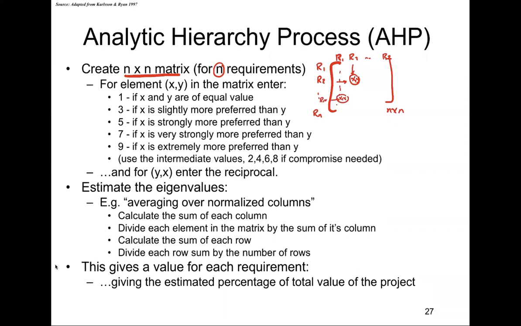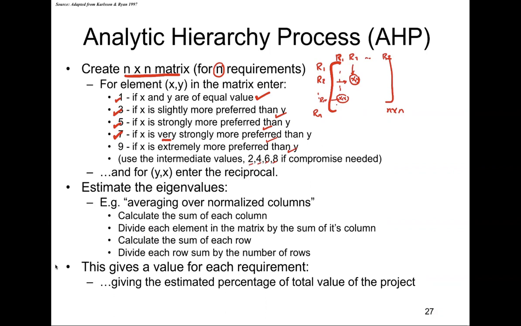For each element x and y in the matrix, you need to enter the value 1 if x and y are of equal value, 3 if x is slightly more preferred than y, 5 if x is strongly more preferred than y, 7 if x is very strongly more preferred than y, and 9 if x is extremely more preferred than y. You might need to use intermediate values like 2, 4, 6, and 8 if compromise is needed. Keep in mind, this is for x and y.